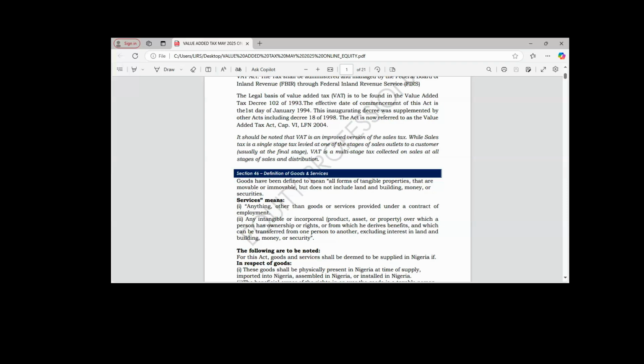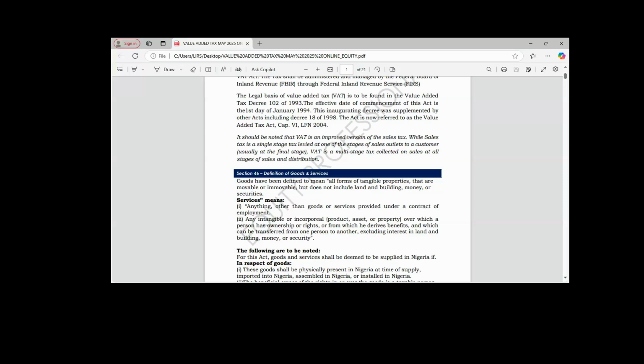Services, on the other hand, is referred to as anything other than goods, or anything other than goods or services provided under a contract of employment. So anything apart from goods will be regarded as services, except service you are providing for your employer. When your employer pays you your wages and salary, that will not attract value-added tax. It attracts PAYE. So that is not regarded as a service.